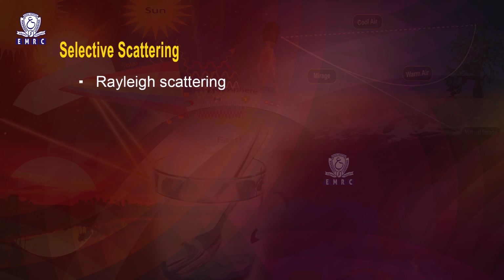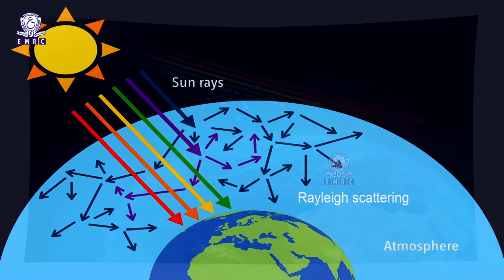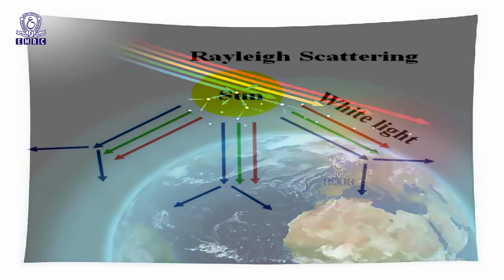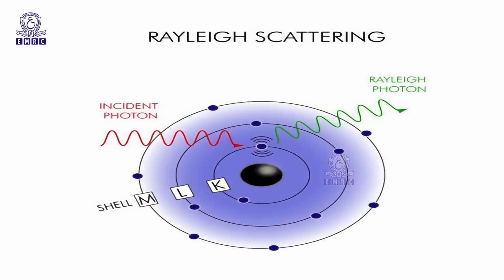Rayleigh scattering is caused by very small particles and gas molecules with radii far less than the wavelength of the electromagnetic radiation of interest. Primarily, it occurs due to the oxygen and nitrogen molecules in the sky. Thus, it is known as molecular scattering. Rayleigh scattering can be considered elastic scattering, since the energy of the scattered photon is not changed.